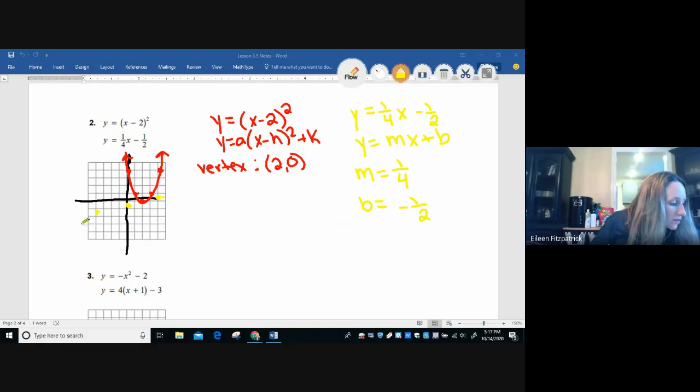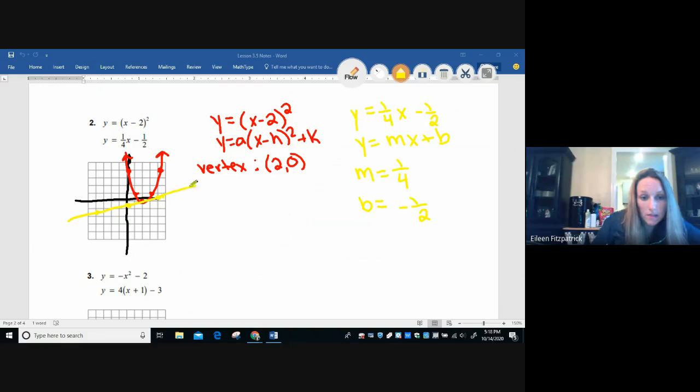Did I not graph it correctly? Why is this not where I want it to be? Let me see one more time. Oh, no. Did I? No, that's right. The y-intercept is -1/2. And then I went up 1, over 1, 2, 3, 4. Oh, I see what I need to do. Okay, I'm not wrong. I just was not thinking about it clearly.